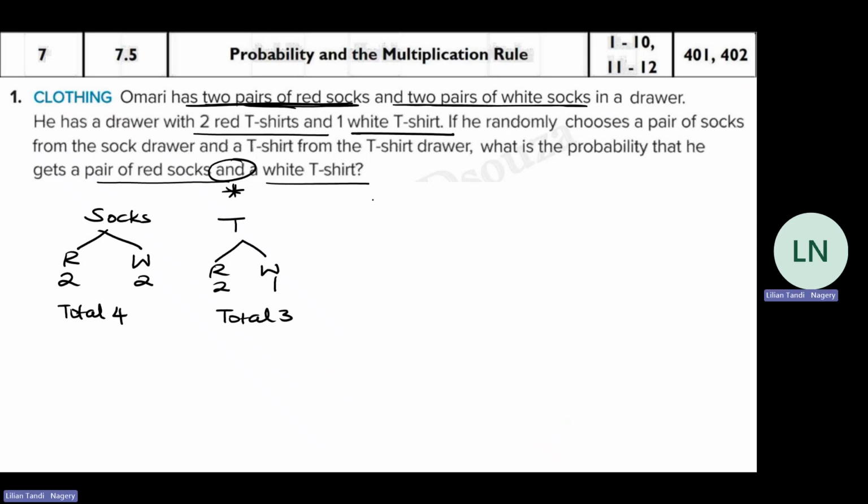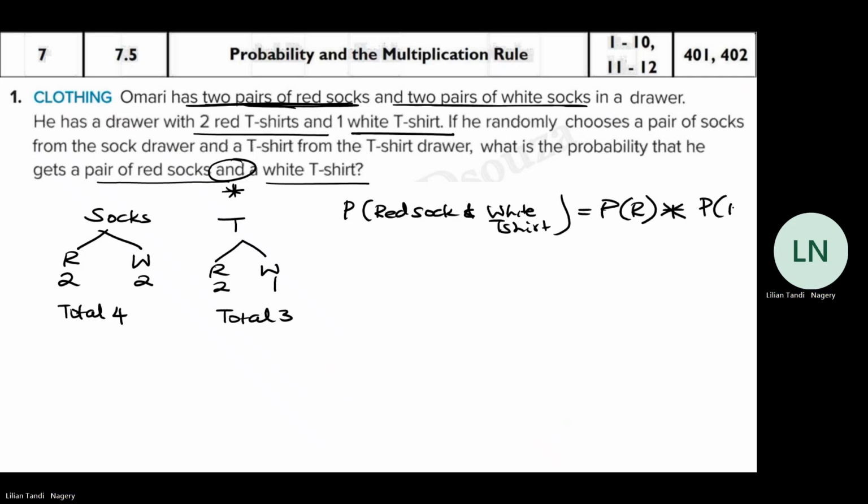Okay. What do I want? Red and white. Red sock and white t-shirt. Probability of red sock and white t-shirt equals probability of red sock multiplied by probability of white sock. Probability of white t-shirt, sorry.